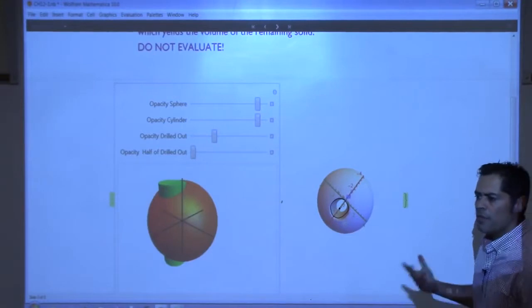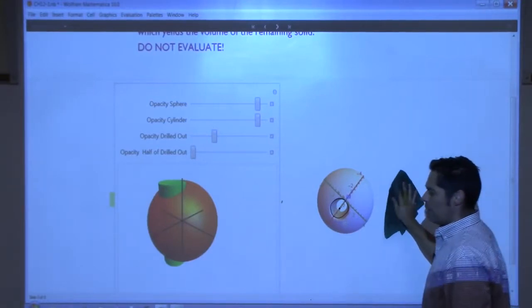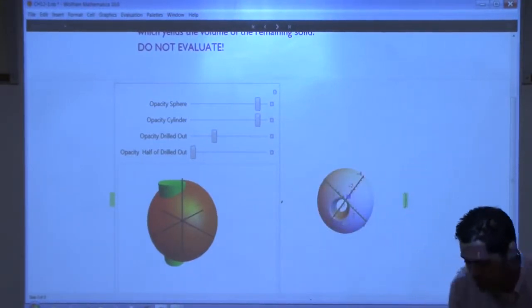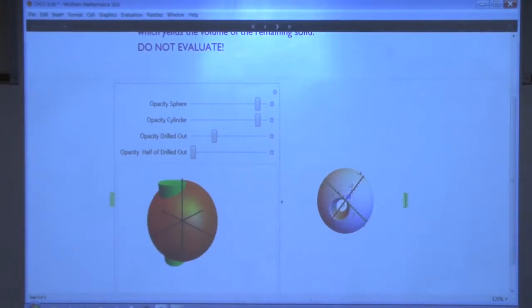What is the volume of the remaining object? That's the question. It's a very difficult question to answer by hand, which is why I changed it. But we can set the integral up pretty easily. Any ideas on how you'd want to do this? Find the equations. You want to find the equations of the sphere and the cylinder? Okay, so what's the equation of the sphere?